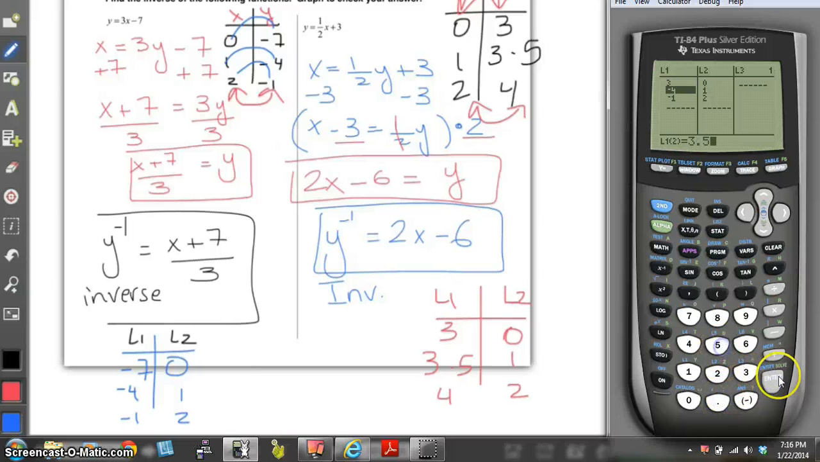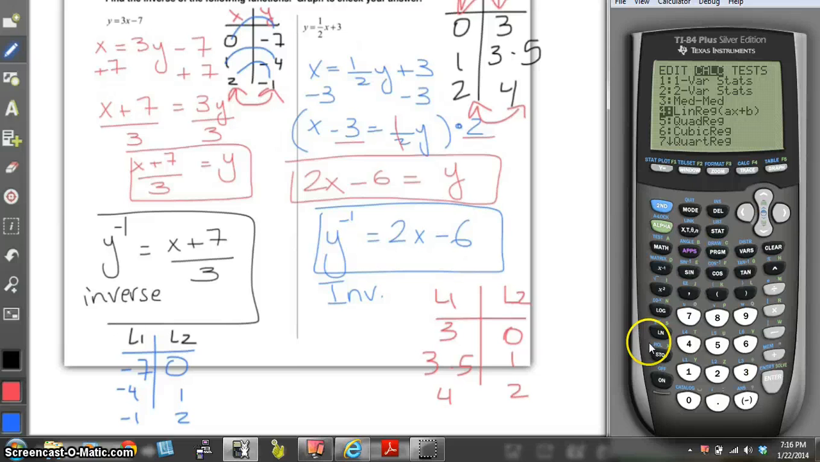3.5. Now this is good for both the pre-AP and the regular to know, because even though on the test for my pre-AP kids, you might not be allowed to use a calculator, on the QCA you will be allowed. So this is a good way to check your work, or even do the work if you're allowed to use one.